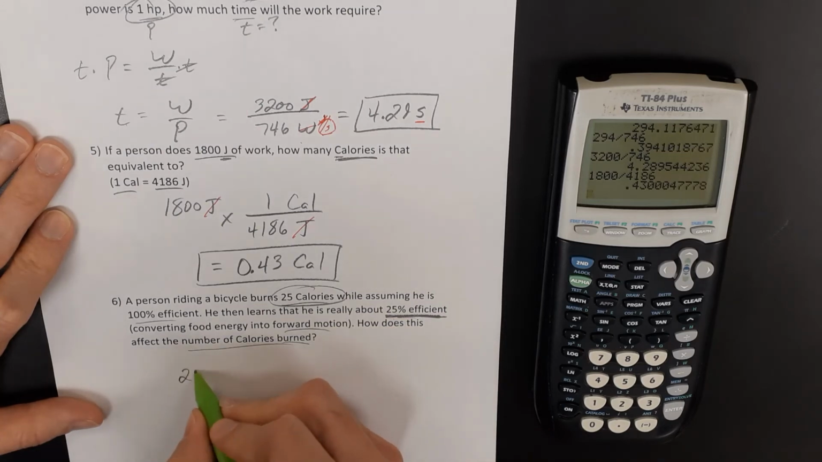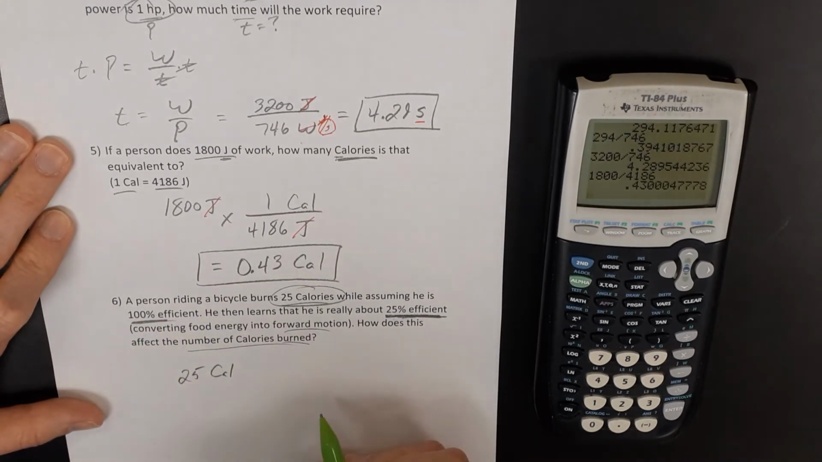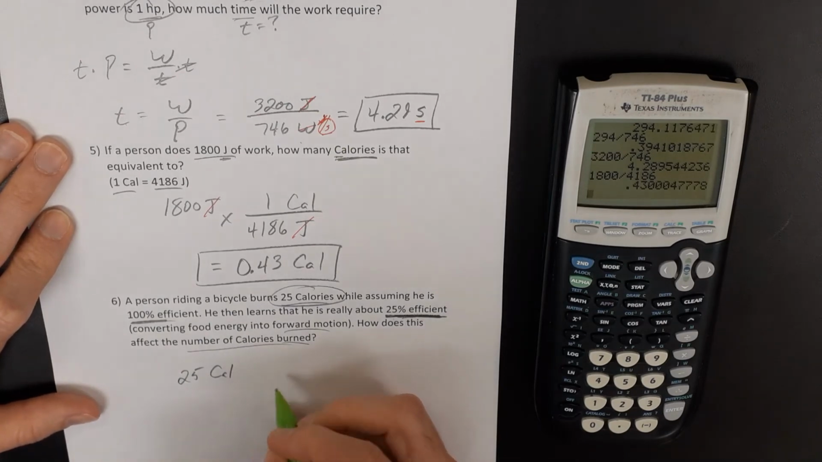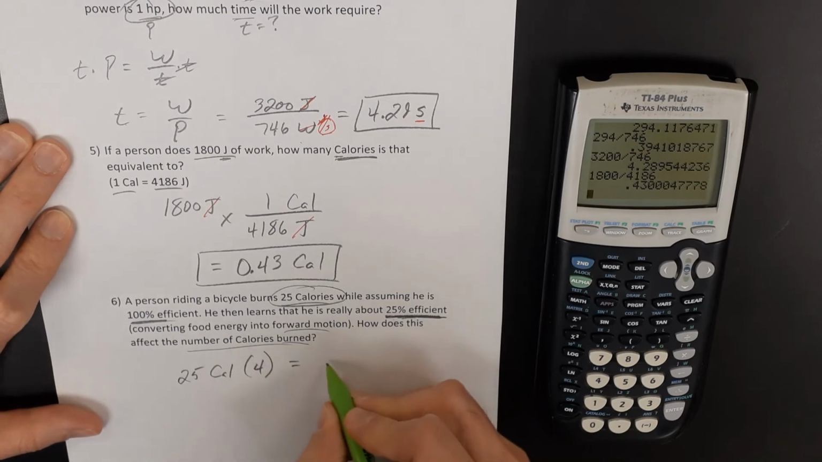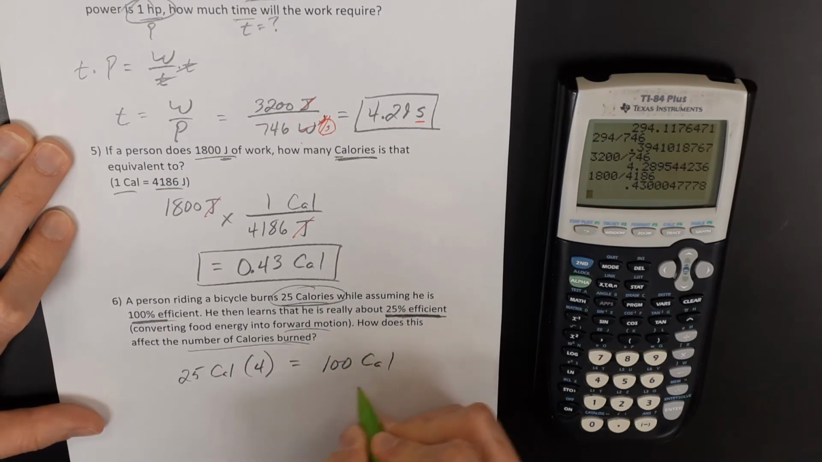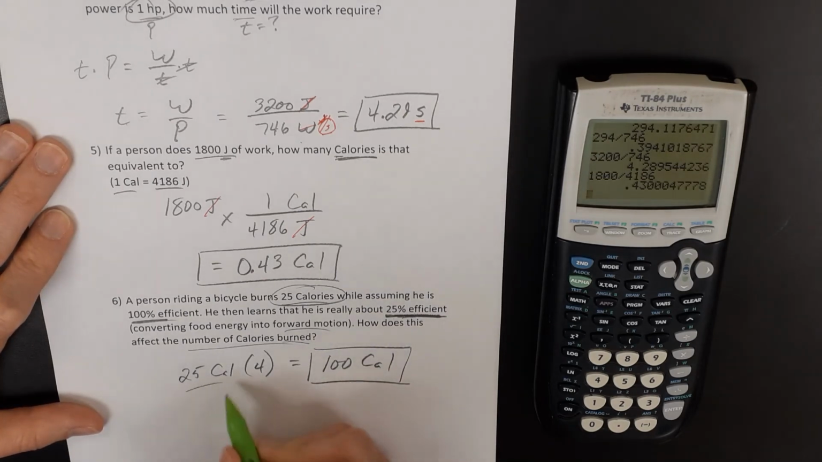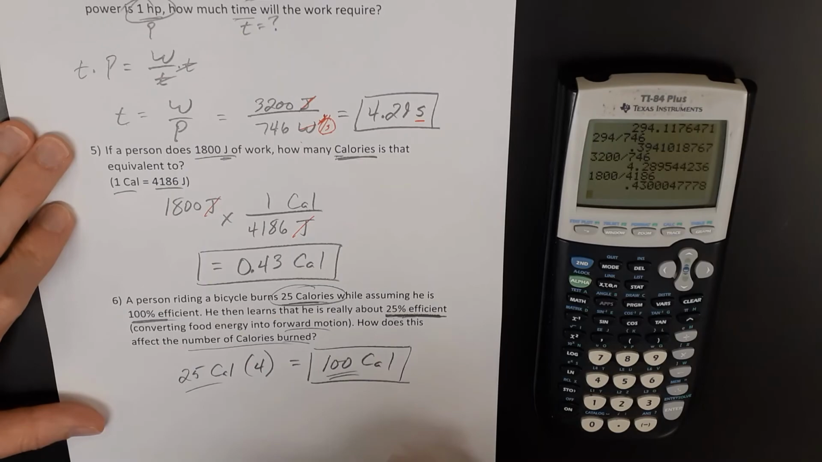So here, really, what's going on, if you're 25% efficient instead of 100% efficient, that means you are 4 times less efficient, and you're going to need 4 times more energy. Less efficient, you need more energy. So in this case, you would actually burn 100 calories on this bike ride, not just 25.